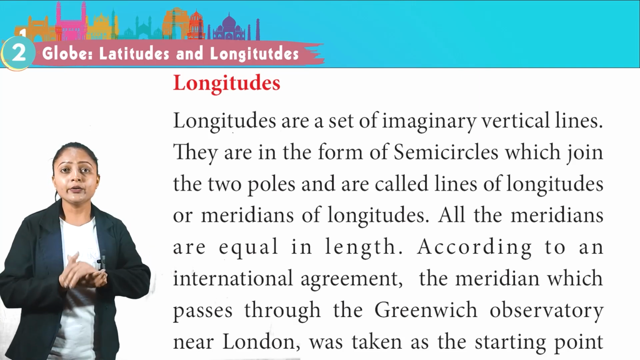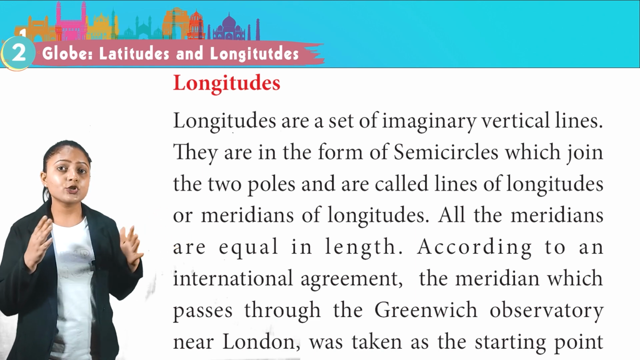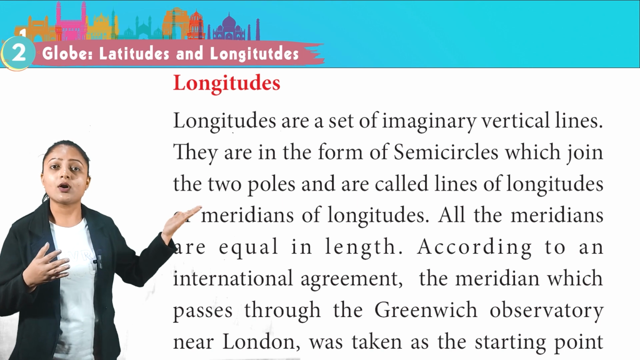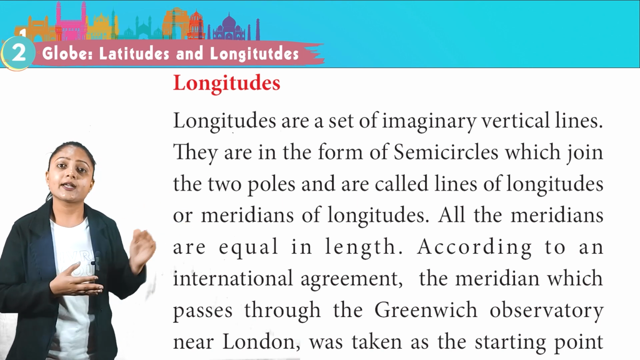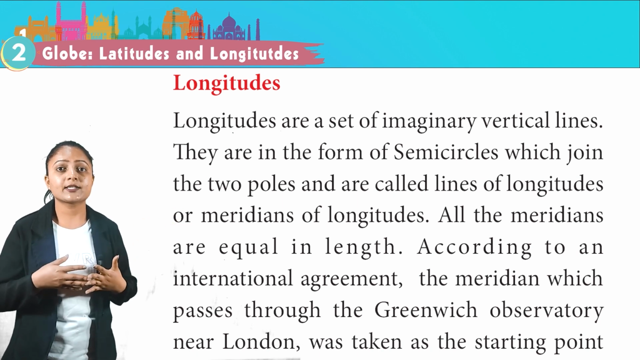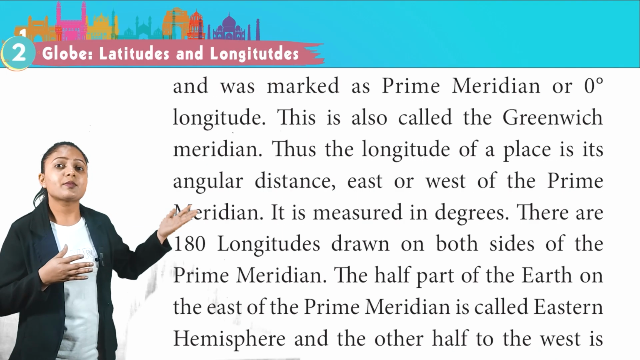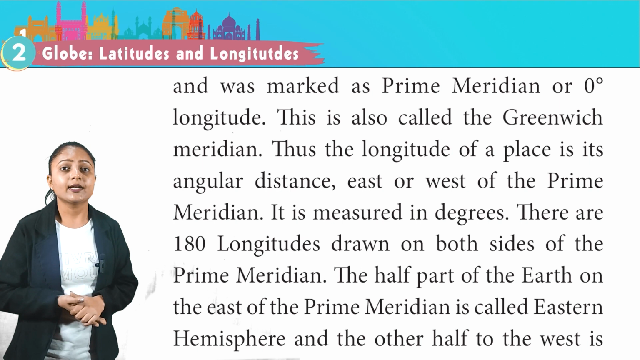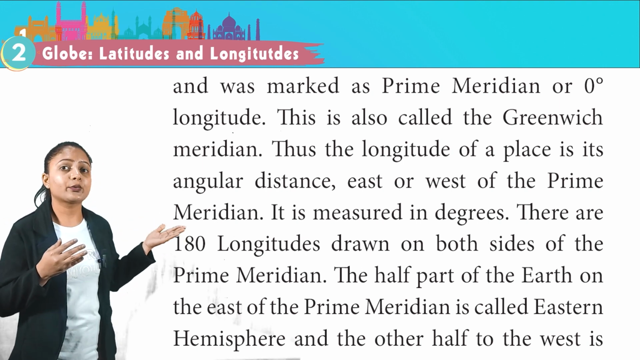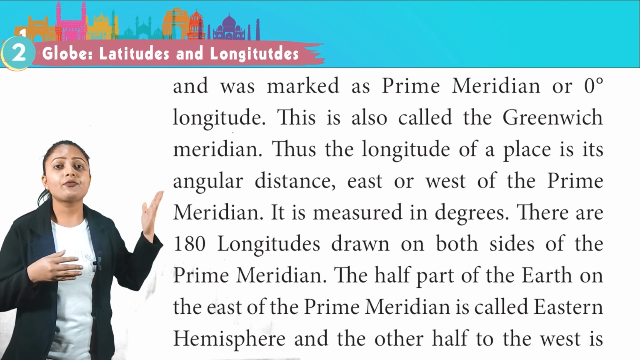Longitudes. Longitudes are a set of imaginary vertical lines. They are in the form of semicircles which join the two poles and are called lines of longitude or meridians of longitude. All the meridians are equal in length. According to an international agreement, the meridian which passes through the Greenwich Observatory near London was taken as the starting point and was marked as the prime meridian or 0 degree longitude. This is also called the Greenwich meridian. Thus, the longitude of a place is its angular distance, east or west of the prime meridian.